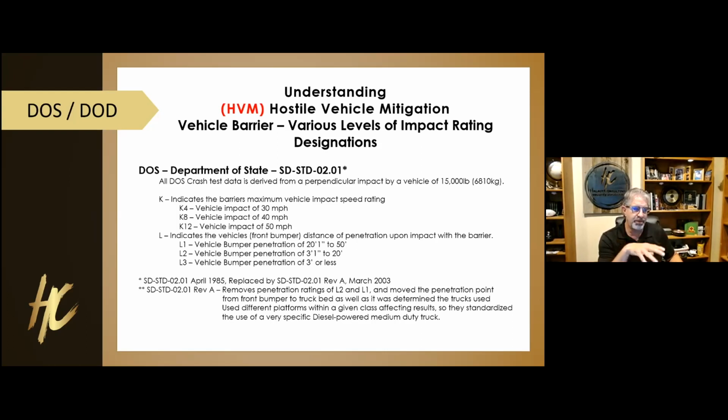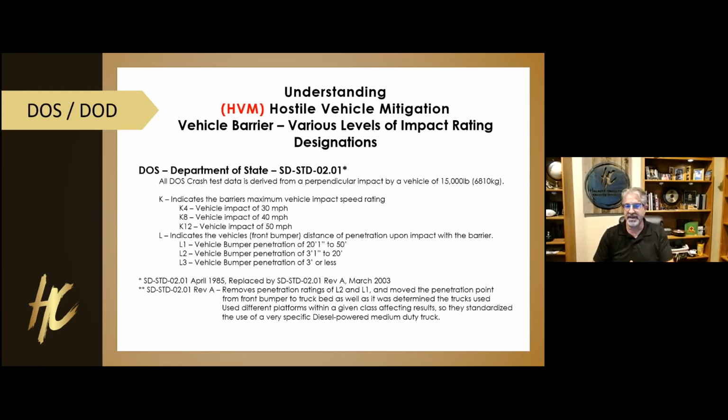Each of the US crash standards, DoS or ASTM, use two different indicators to determine the level of the barrier. First, we have the crash rating. That's denoted on the DoS by the letter K. There's only one vehicle in the DoS standard that makes this, so that makes this a little bit easier.